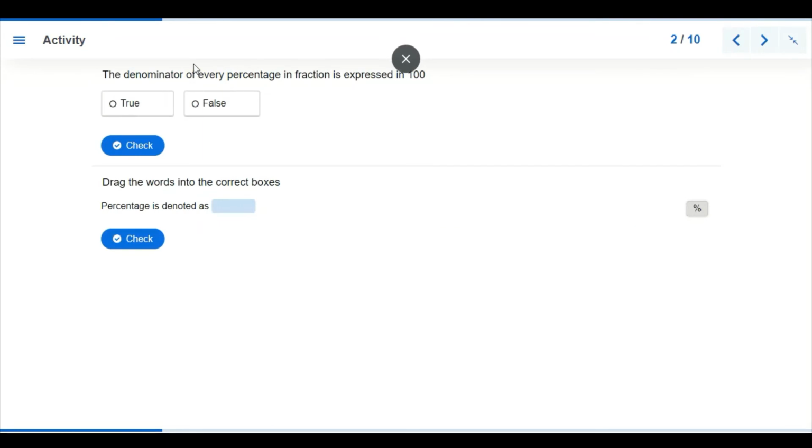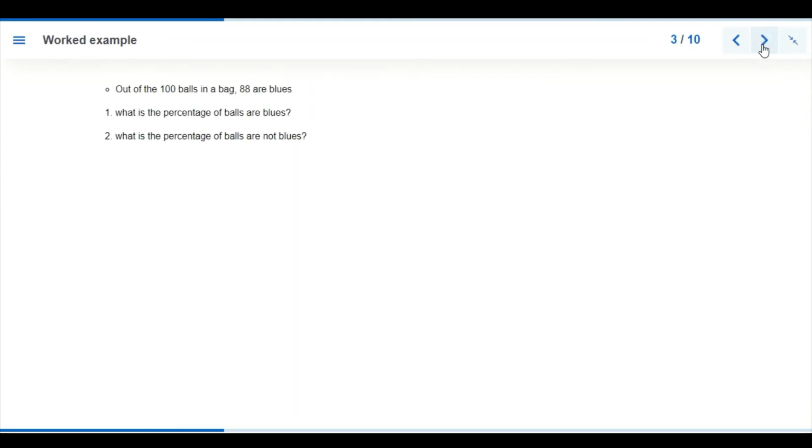Now we have these activities here, but as I said earlier, the denominator of every fraction is what is expressing percentage. Now the percentage is denoted as this, which is what we have here. That's the sign for percentage. Let's check. We have activities for us to do. Let's go ahead and solve this.